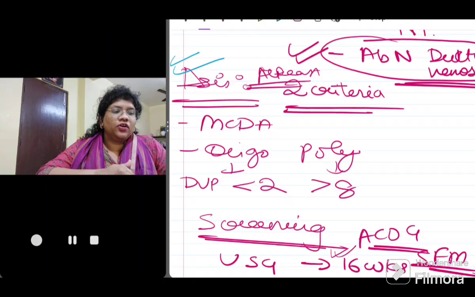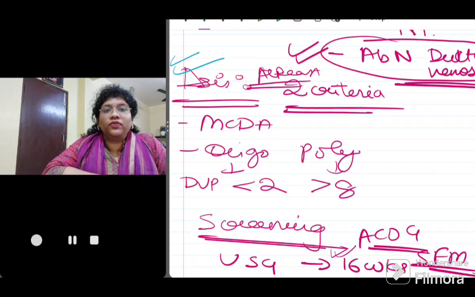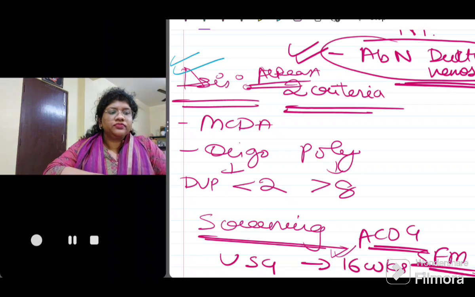Or you can see any of the features of oligo or poly, that means the donor and the recipient twin features. So the donor twin can have IUGR, oligo, non-visible bladder, or abnormal umbilical artery Doppler, anhydramnios leading to a stuck twin appearance. Whereas the recipient may have polyhydramnios, large bladder, visceromegaly, cardiac enlargement, or hydrops in extreme cases. So if any two of these three criteria are present, then you will diagnose it as twin-to-twin transfusion syndrome.